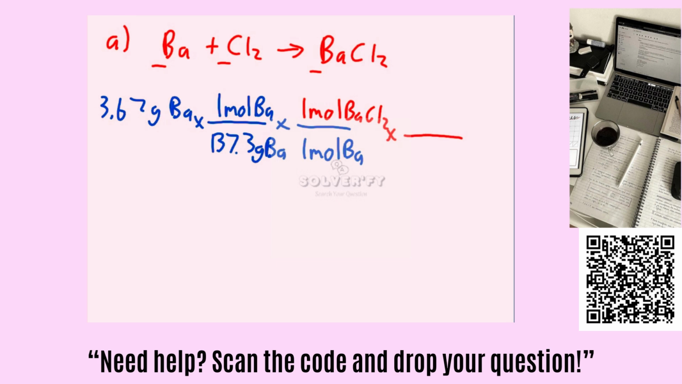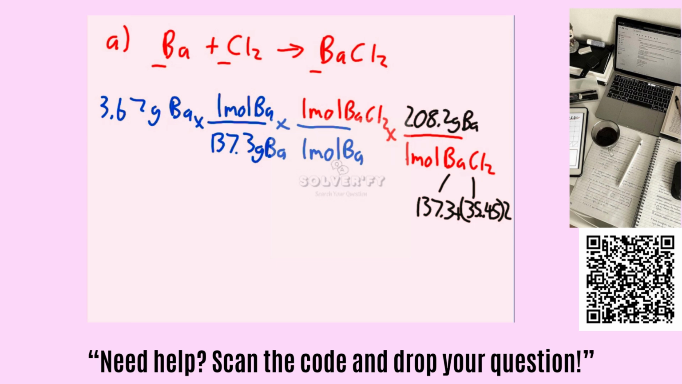And then we'll have to use our molar mass. So for a mole of barium chloride, we'll have to add up. Barium has a molar mass of 137.3. Chlorine has a mass of 35.45, but we have 2 of them. So we'll add all that up, and it will come out to be 208.2 grams of barium chloride.